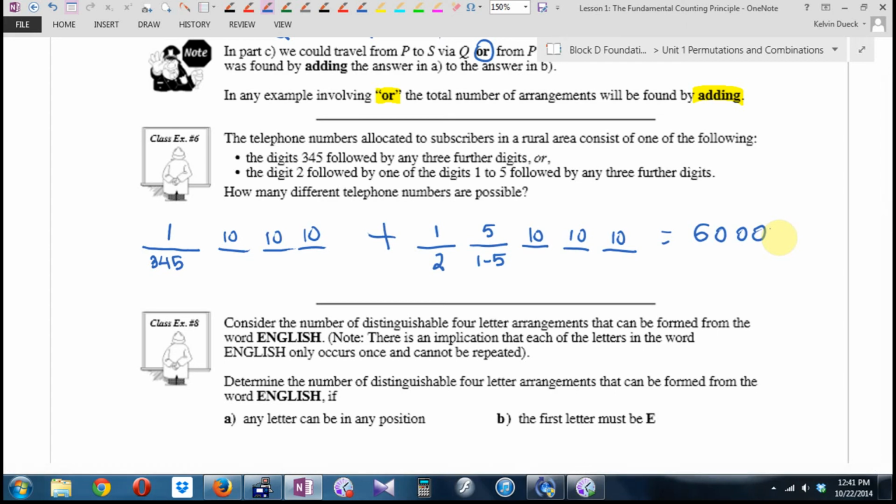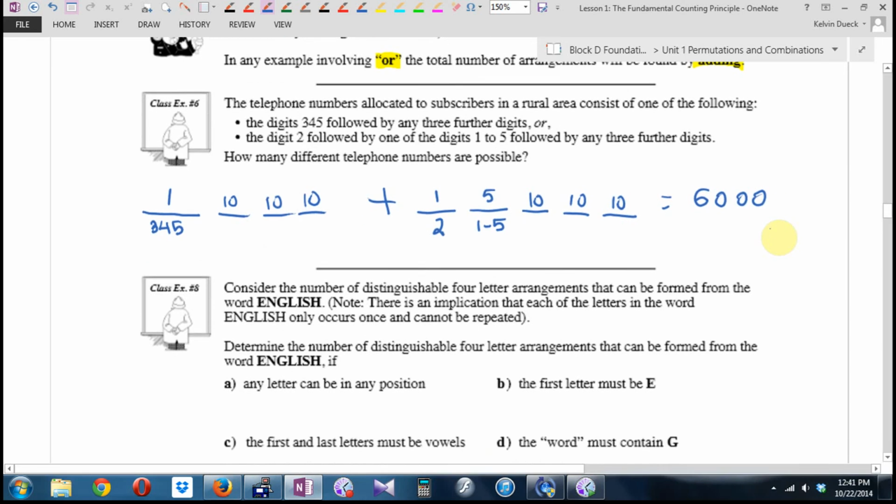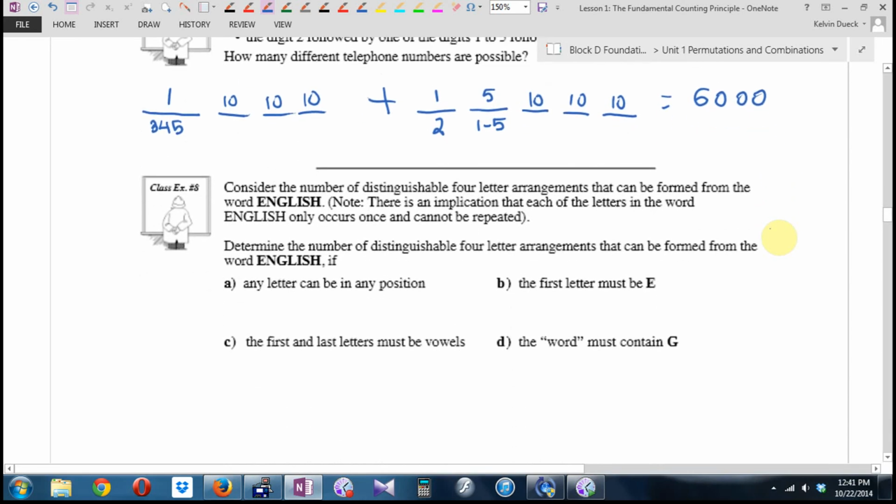All right. Let's put it all together. Suppose you want to figure out the number of distinguishable, different 4-letter arrangements. Can you underline the word 4-letter arrangements? So we're going to be drawing 4 blanks. That can be formed from the word what? English. Those are my letters. How many letters in the word English?